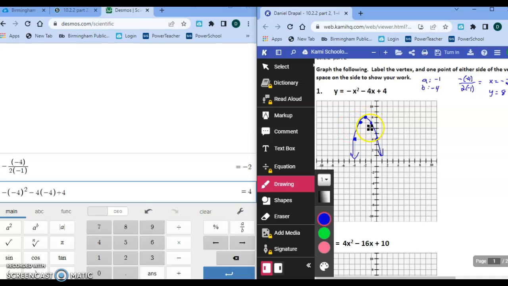I don't need you to do 2 points on either side. I need you to do 1 point on either side, but if you wanted to do 2, that's cool too, just to help with the visual. And again, we know it's opening down because it's negative.